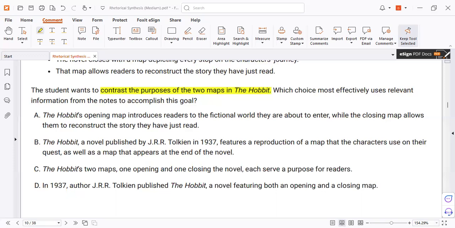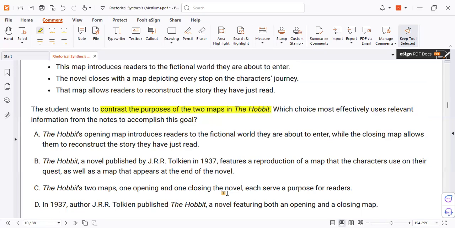The answer is B. You want to make it B, but no. No, B. Also B, because it's A. Now look for the language. Look, he said "while". While shows contrast, as you know: while, whereas, however, even though. And they check about the two maps. Here, the opening map, and here, the closing map. So different or not.